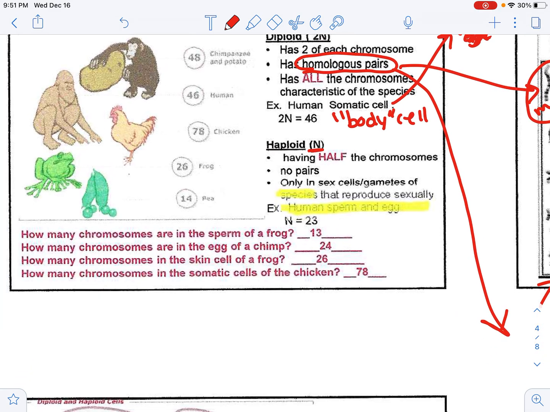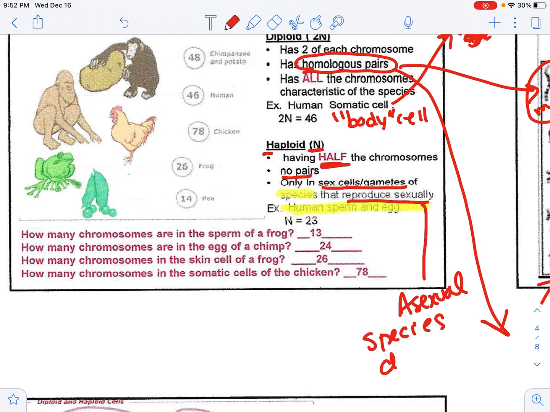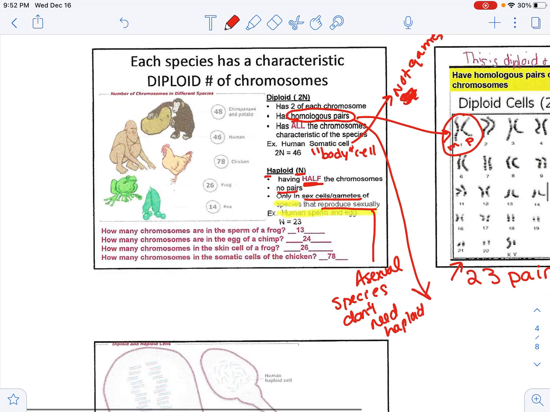Haploid, then, we use the letter N. It can be a capital N or a little n, doesn't really matter. Just remember, haploid and half both start with H. So there's no homologous pairs because it only has one of each. And the only cells that are ever going to be haploid are the sex cells or the gametes of species that reproduce sexually. Okay, if you reproduce asexually, they don't need haploid cells because they're never combining a sperm and an egg or anything like that together.